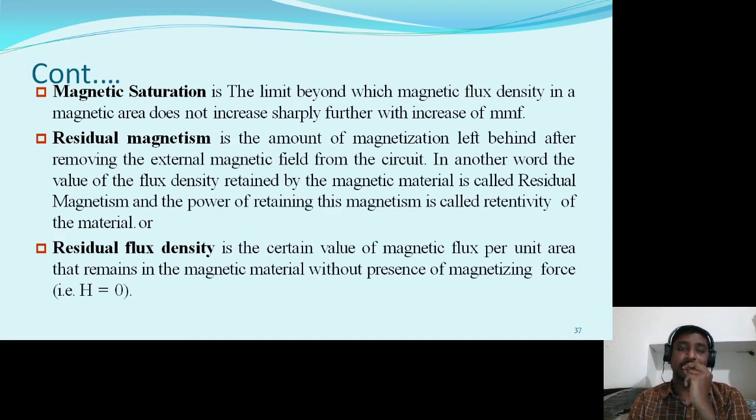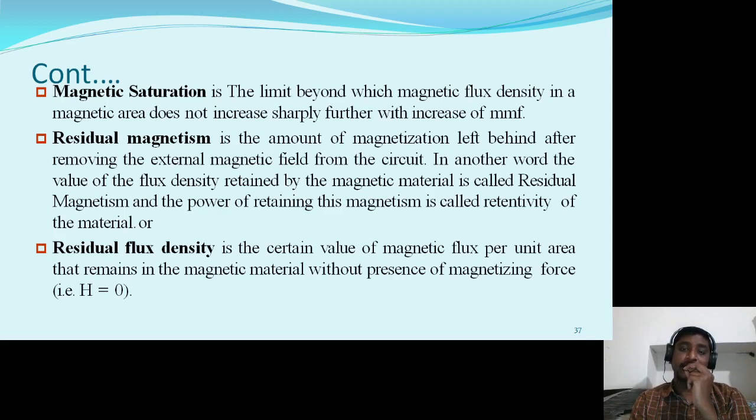So what about residual magnetism? It is the amount of magnetism left behind after removing the external magnetic field from the circuit. Clear? Even if you are not applying any magnetizing force, capital H is 0, some magnetism will still be present. Capital B will exist in a small amount. That property is what we call residual magnetism, or else the retentivity of the material.